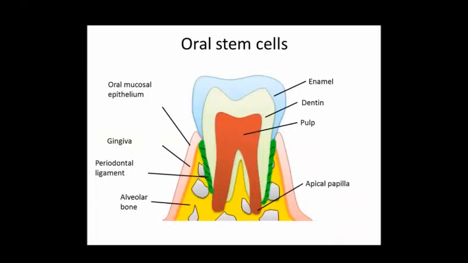Adult mesenchymal and epithelial stem cells remain in oral tissue. Here is a diagram of an immature tooth. From dental pulp, gingiva, and periodontal ligament, we can obtain mesenchymal stem cells, including dental pulp stem cells, DPSCs, stem cells from exfoliated deciduous teeth, SHED, stem cells from apical papilla, SCAP, periodontal ligament stem cells, PDLSCs, and mesenchymal stem cells from gingiva, GMSCs. From oral mucosal epithelium, epithelial stem cells can be isolated.